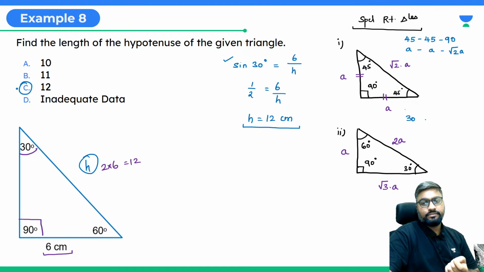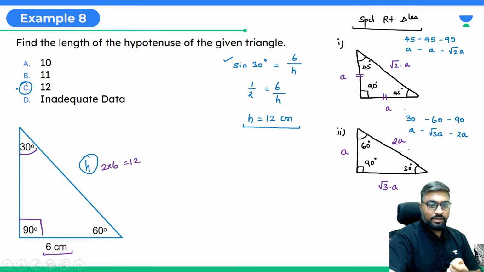30-60-90 में क्या है? If this is A, this is going to be root 3 times A, and this is going to be root 2 times A. Clear? Done? Useful when it comes to quick calculation.